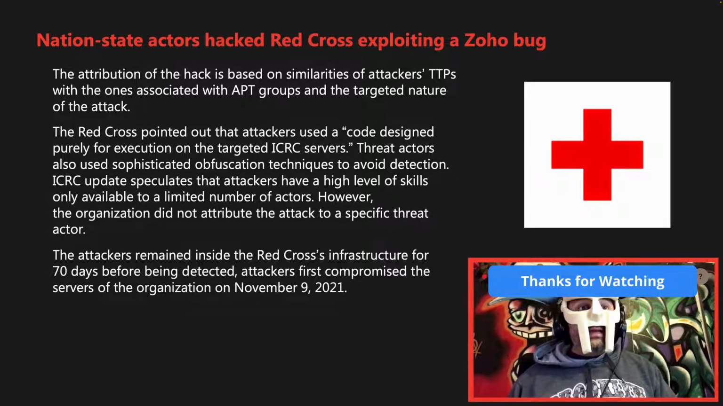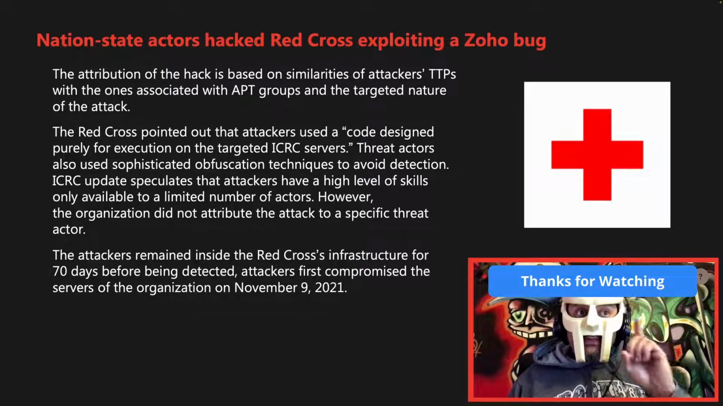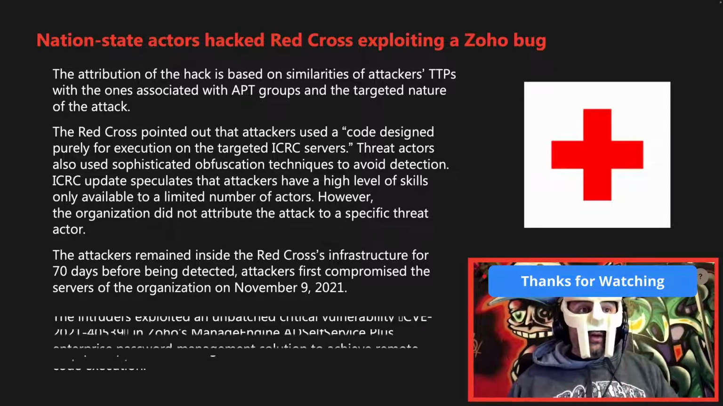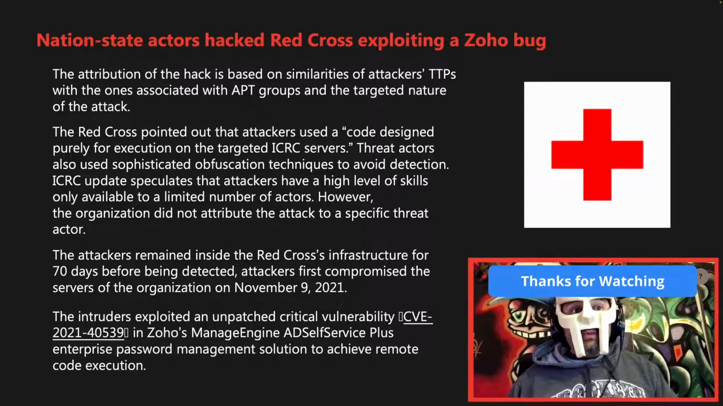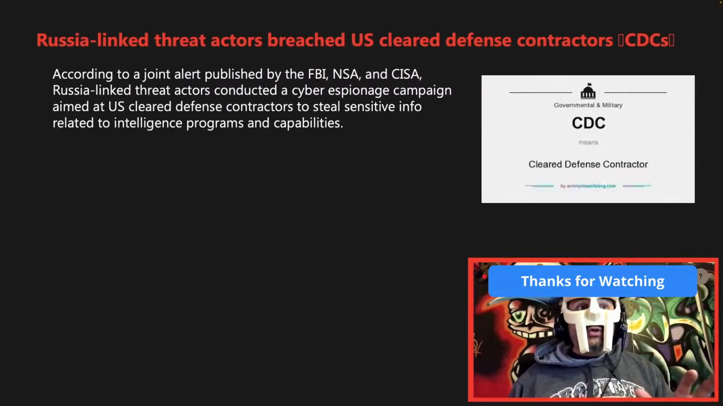The attackers remained inside the Red Cross's infrastructure for 70 days before being detected. Attackers first compromised the servers of the organization on November 9th, 2021. The intruders exploited an unpatched critical vulnerability, CVE-2021-44077, in Zoho's ManageEngine ADSelfService Plus Enterprise Password Management solution to achieve remote code execution.